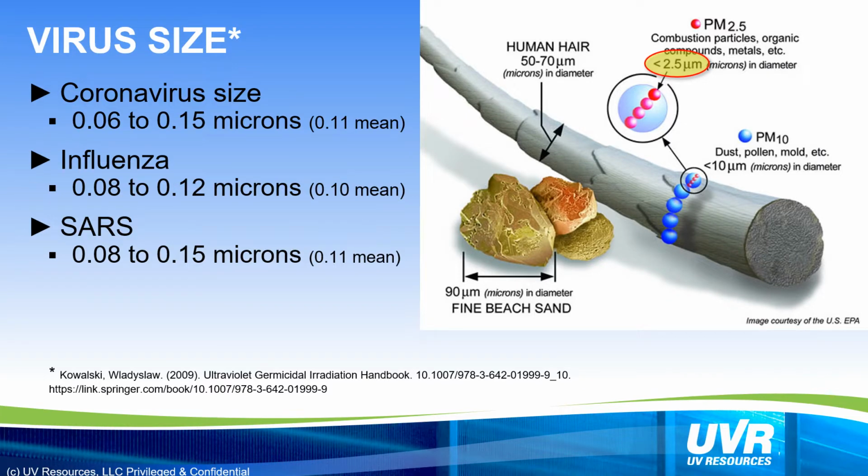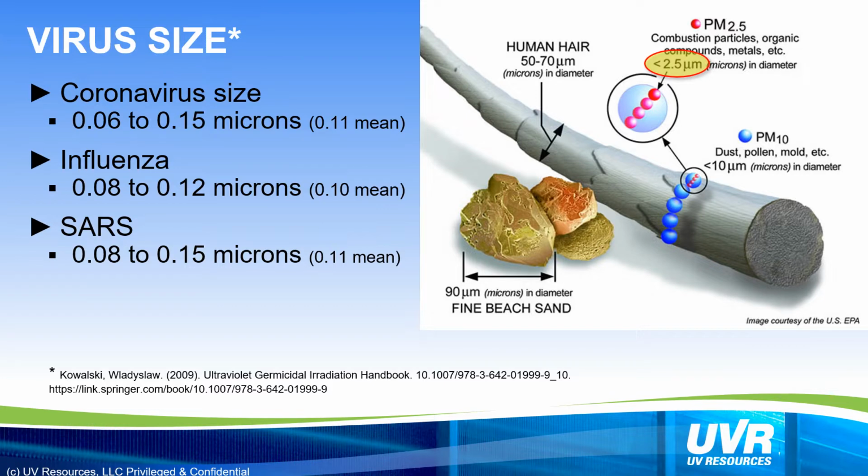Next, let's look at the actual size of common viruses. When we talk about coronavirus, influenza, or SARS, the mass mean diameter is 0.1 microns in diameter. To put this into perspective, a strand of human hair is about 50 microns, a dust particle is about 10 microns, and air pollution referenced in the graphic as PM or fine particulate matter is 2.5 microns. Our targets are significantly smaller than all of these.